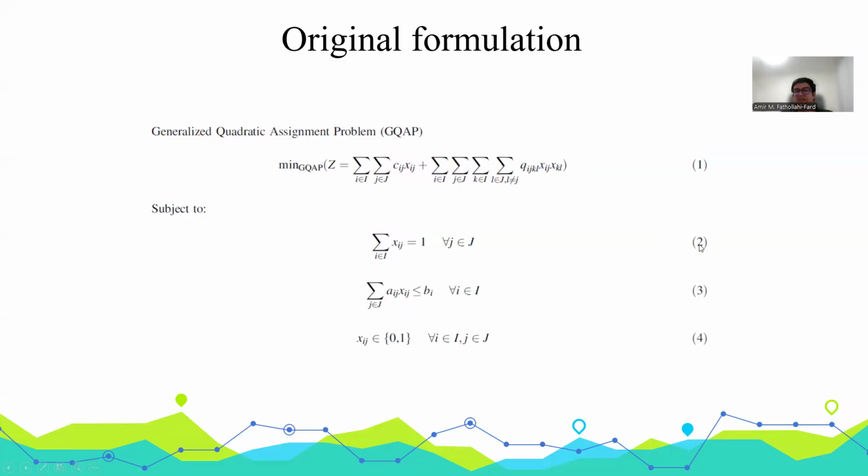We have constraint 2 and constraint 3. Constraint 2 shows that each equipment must be assigned to only one factory.